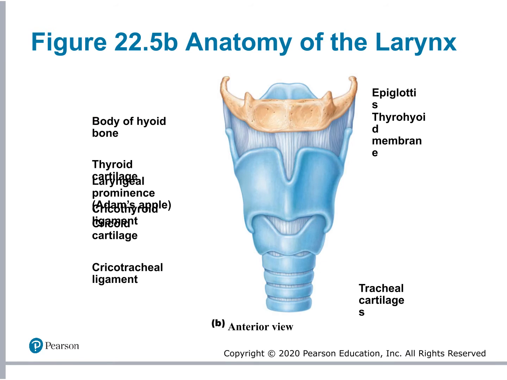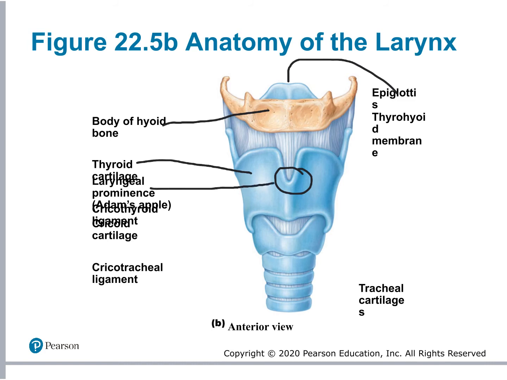We can go ahead and fill in some of these lines. The body of the hyoid is located right there. The epiglottis is going to be right there. And then we have the thyroid cartilage, which is right here. Now I want to point out this part of the thyroid cartilage, which I haven't mentioned yet. That is called the laryngeal prominence. So the laryngeal prominence is where the front part of the thyroid cartilage comes together and forms the Adam's apple. The Adam's apple is going to be more prominent in males than it is in females.